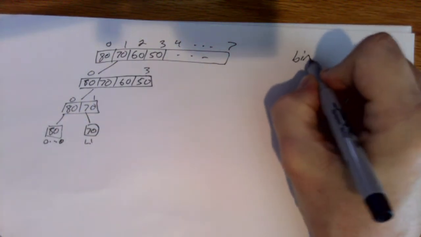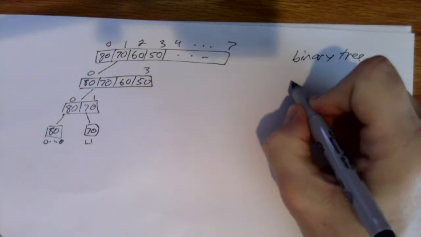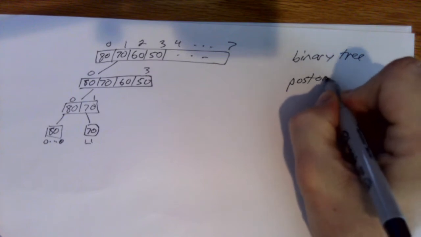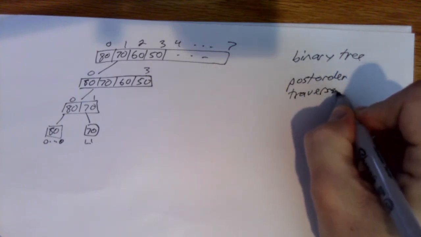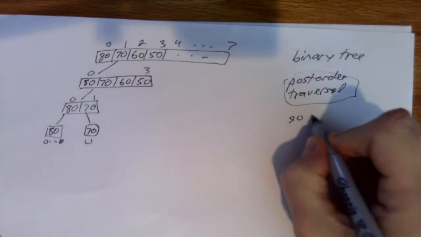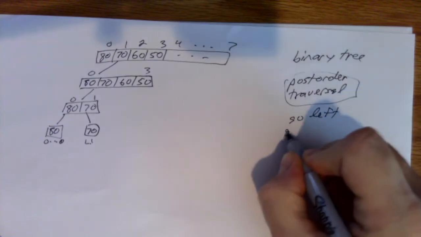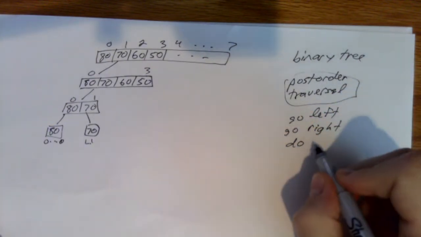So if you know how to process a binary tree, what we're doing is performing a post-order traversal. So what you do in a post-order traversal is you go left, you go right, and then you do something in the current node.